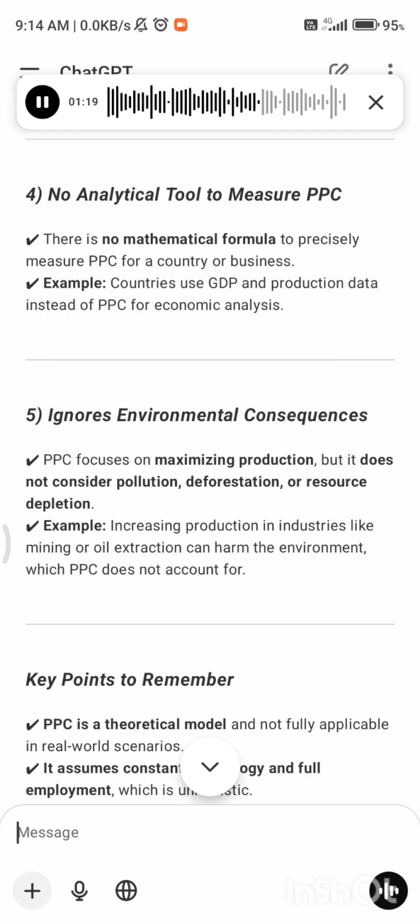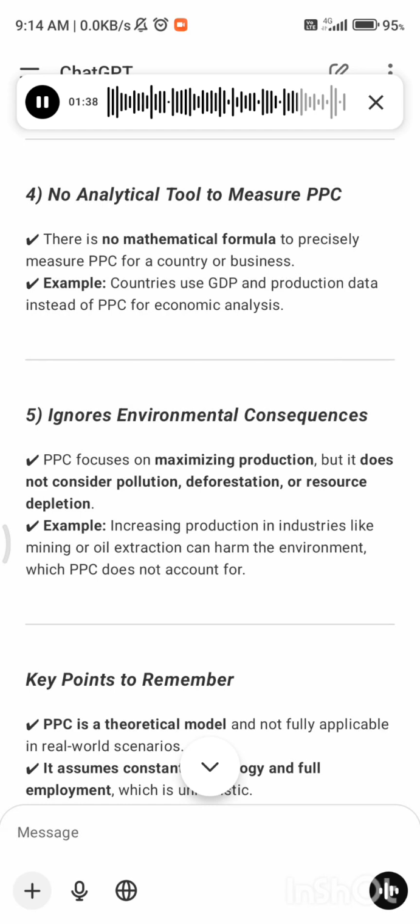5. Ignores environmental consequences. PPC focuses on maximizing production, but it does not consider pollution, deforestation, or resource depletion. Example, increasing production in industries like mining or oil extraction can harm the environment, which PPC does not account for.